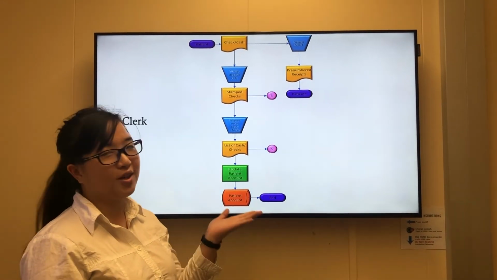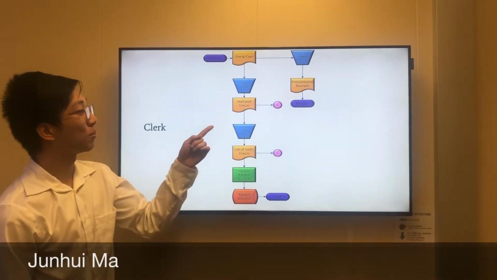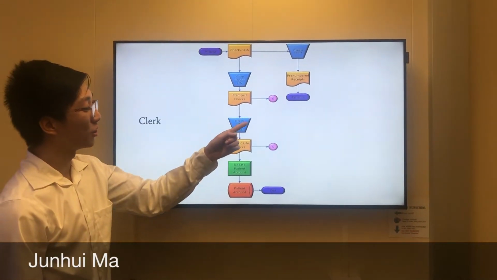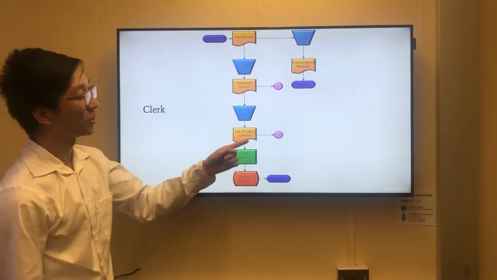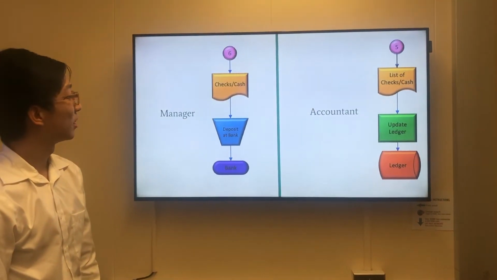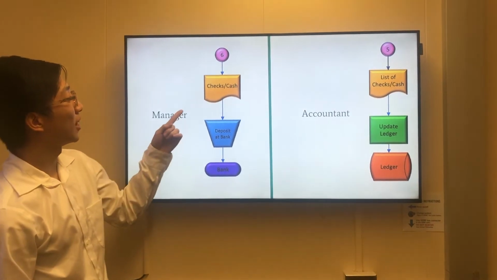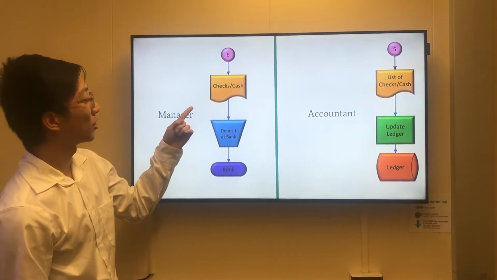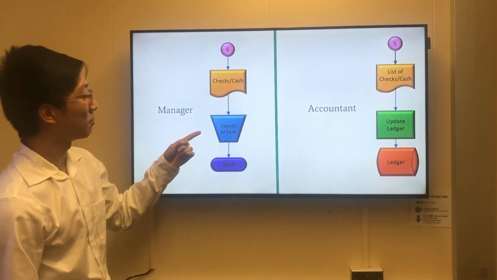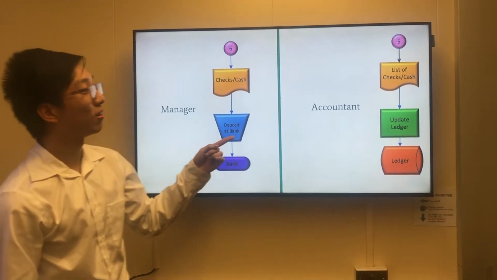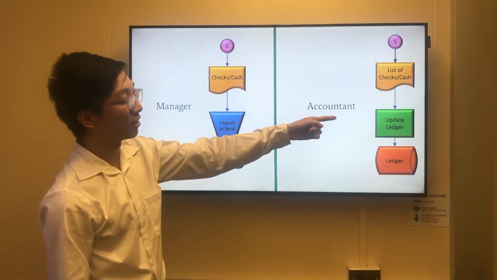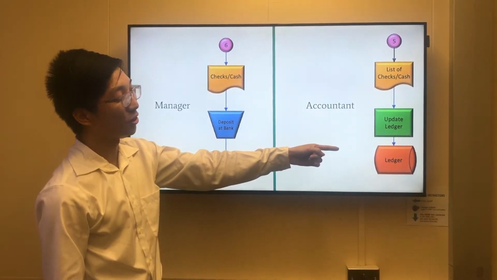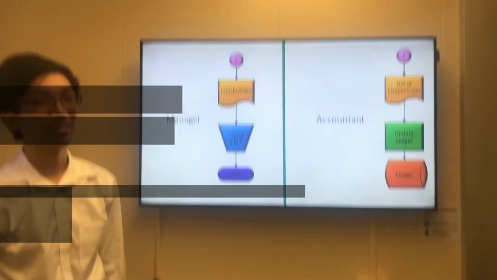the flow chart. So the clerk stamps the checks, and then that goes to the manager. The clerk also prepares the list of cash and checks, and then that goes to the accountant. So for the manager, after obtaining the stamped checks and cash from the clerk, they then go to the bank to manually deposit it. For the accountant, after obtaining the list of cash and checks from the clerk, they then update the ledger, which updates the information to the database.